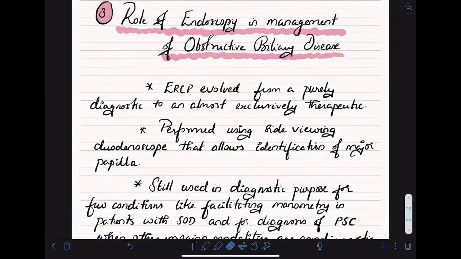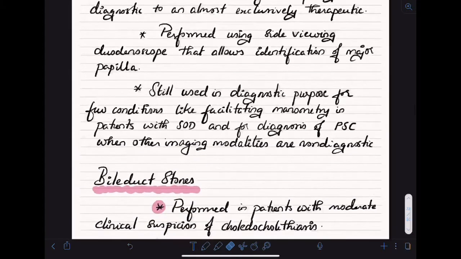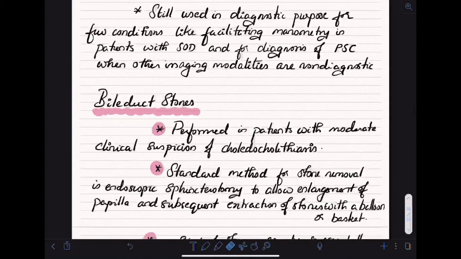Endoscopy in the management of obstructive biliary disease. ERCP evolved from purely a diagnostic to an almost exclusively therapeutic procedure. Performed using a side-viewing duodenoscope, it allows identification of the major papilla. It is still used for diagnostic purposes in a few conditions, like facilitating manometry in patients with sphincter of Oddi dysfunction and for diagnosis of PSC when other imaging modalities are non-diagnostic.